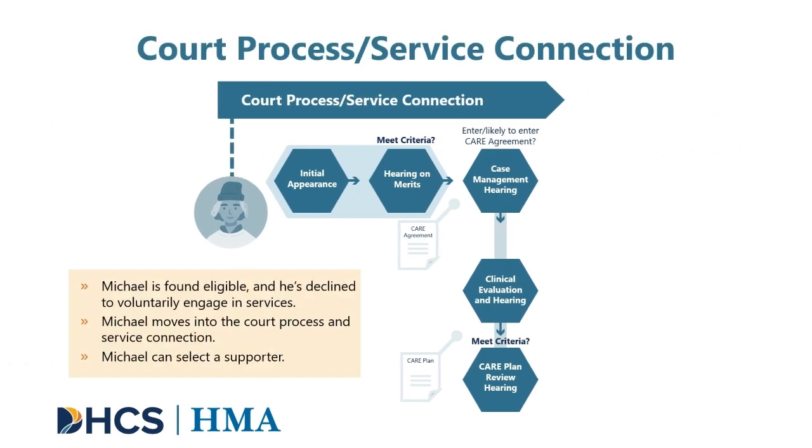So for the purposes of our flow, let's consider that Michael is found to be eligible and he's declined to engage voluntarily in services. At that point, he will move into the court process and service connection. And this is also when Michael will have the opportunity to select a supporter. And he selects his mother, Sarah. So let's take a closer look at that.